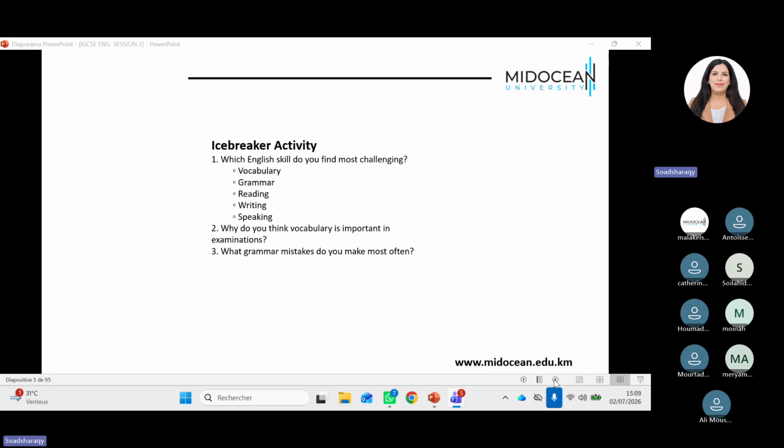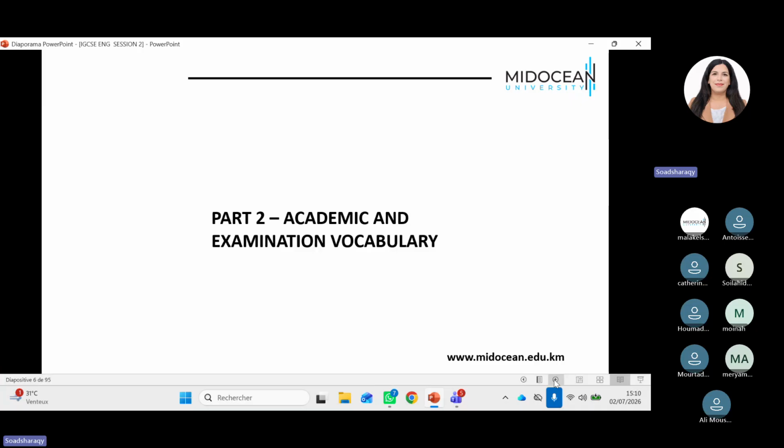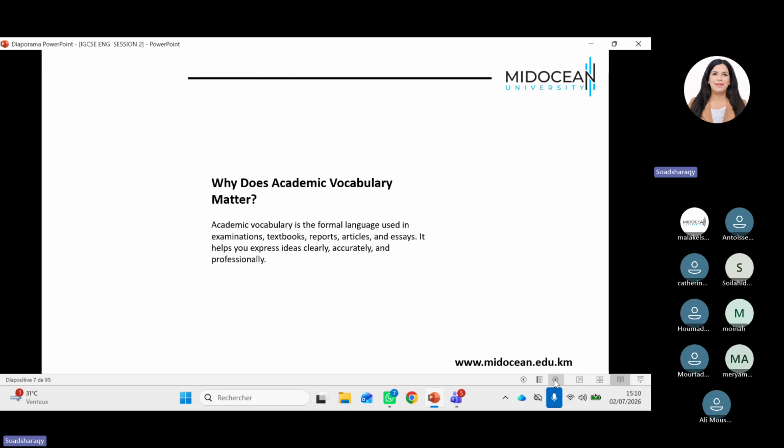Okay, now let's continue. Now let's move on to part 2. We're going to talk about academic and examination vocabulary. So part 2 deals with academic and examination vocabulary. Let's see together. I'm going to start with the definition here. Why does academic vocabulary matter?